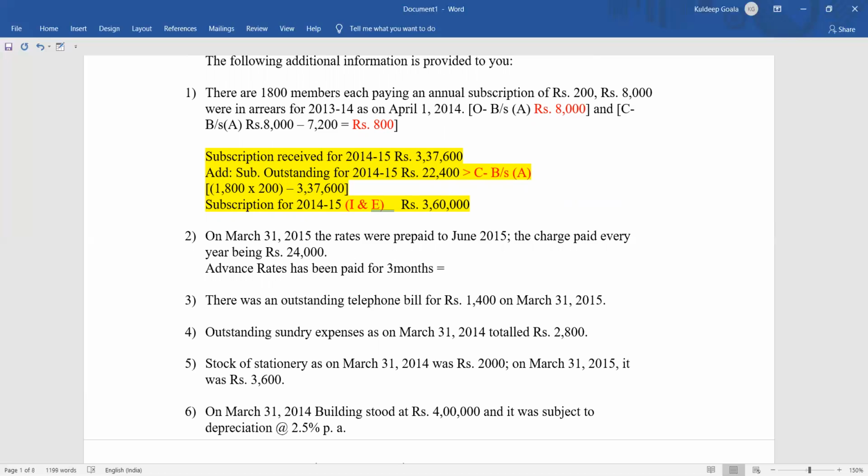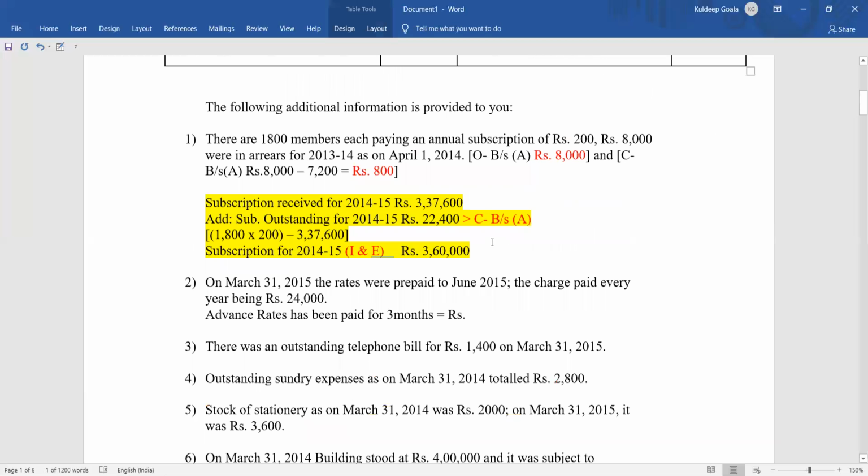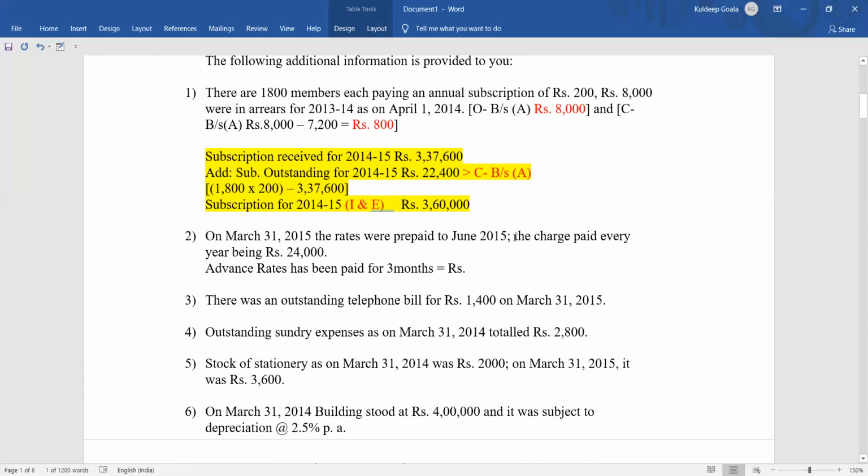So what will be the amount? Just see, the advance rate will be how much? What is the total amount of rates? 24,000, and it is told here that the charges paid every year are 24,000. Every year we pay 24,000 rupees for rates. So if 24,000 is for every year, for 1 month how much will it be? Divide by 12. For 3 months, how much will it be? Into 3, isn't it? Let's say it is 6,000 rupees. So an advance of 6,000 rupees is there in the rates.